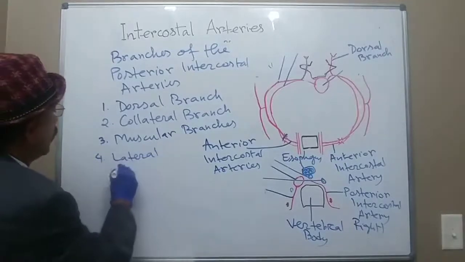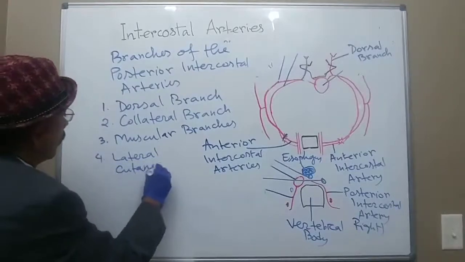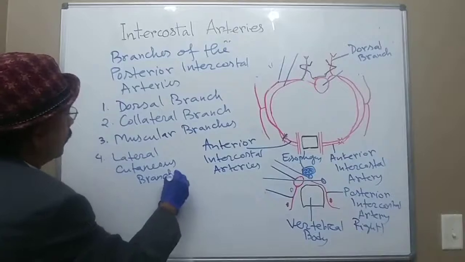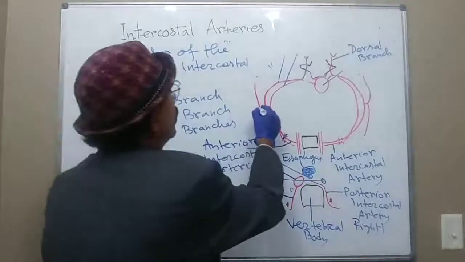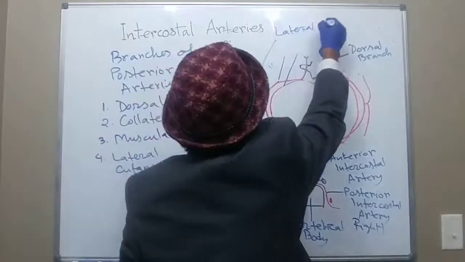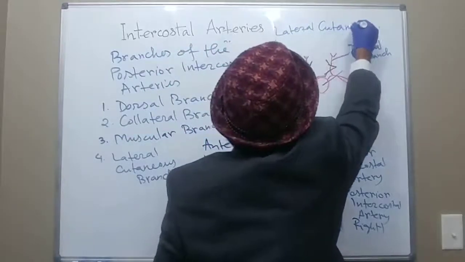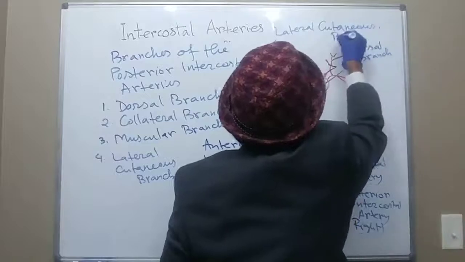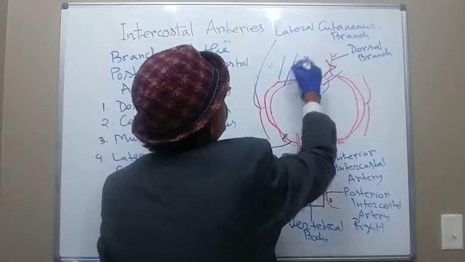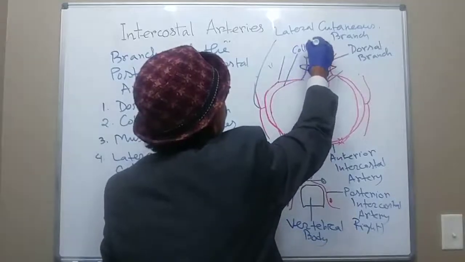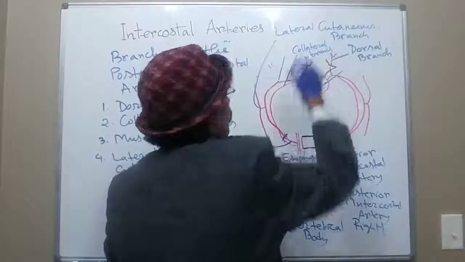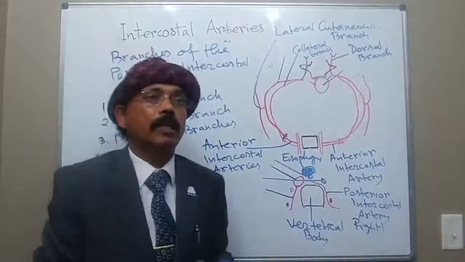Lateral cutaneous branches. Okay, this is the lateral cutaneous branch of the posterior intercostal artery. And this is the collateral branch. Okay, we got the lateral cutaneous branch.